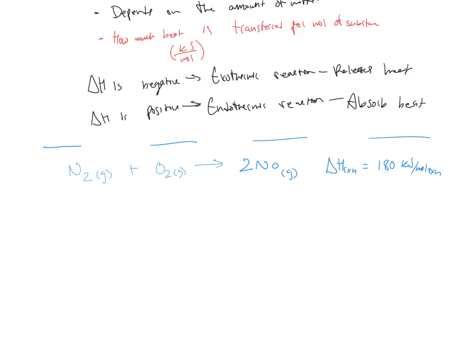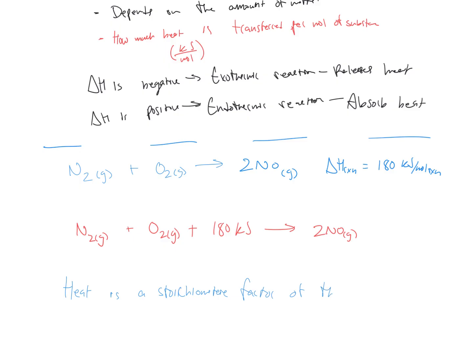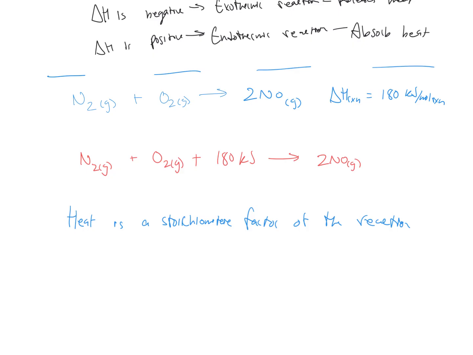Another way you can write this to help you out is to think of it like this: N2 gas plus O2 gas plus 180 kilojoules. Sorry, let me rewrite that. N2 gas plus O2 gas plus 180 kilojoules of energy is going to make 2NO gas. Essentially, this is saying that the heat is a stoichiometric part of the reaction. The heat is a stoichiometric factor of the reaction. And it'll be a little bit easier to see how to calculate things from this.